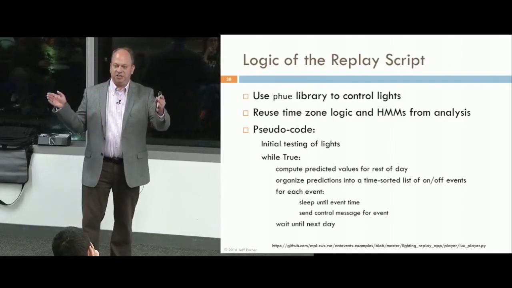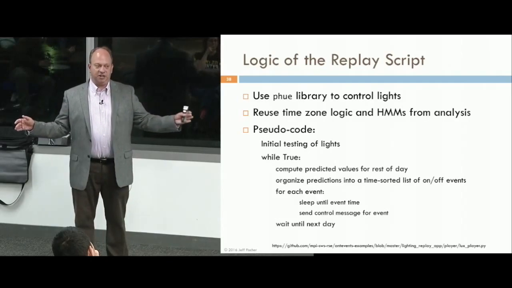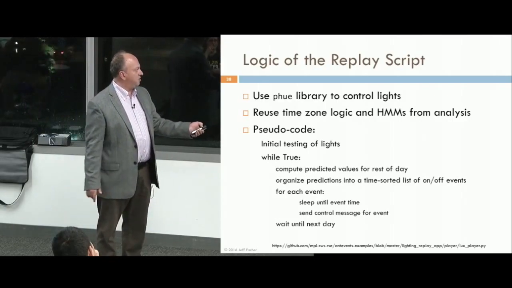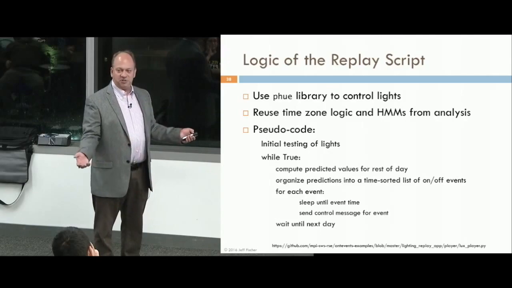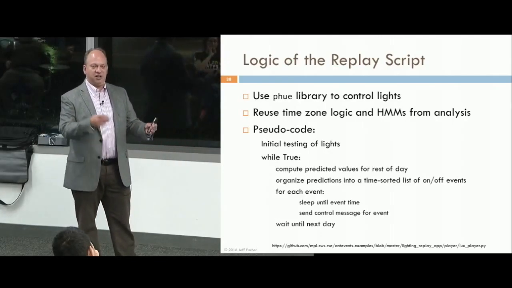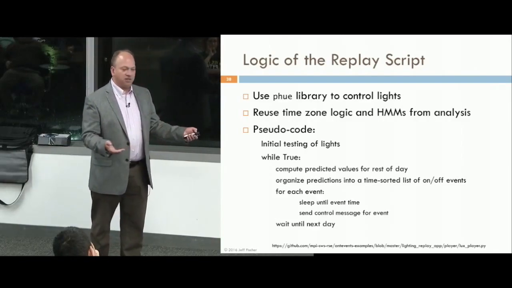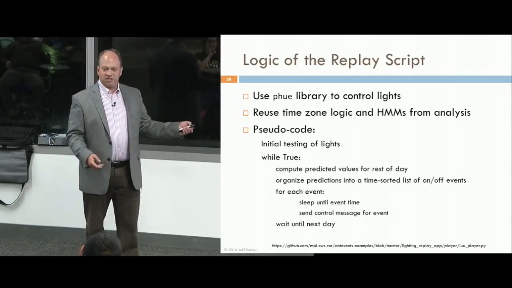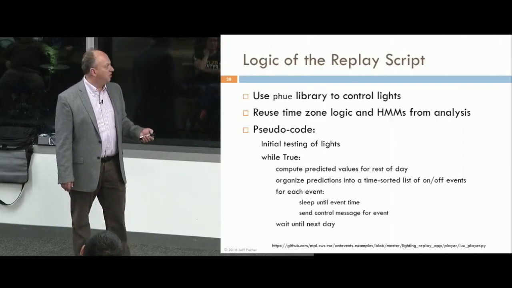So I have a time-sorted sequence of on or off events for each light, and then I merge them all together. Once they're merged, I can pull the event off the head of the list and sleep until that event time happens. I have a little function to say, what time is it now? How long do I need to sleep? Sleep until that happens, then get the control message and send it off to the lights, then pull the next event and go back to sleep again. So that's the logic for the controller.